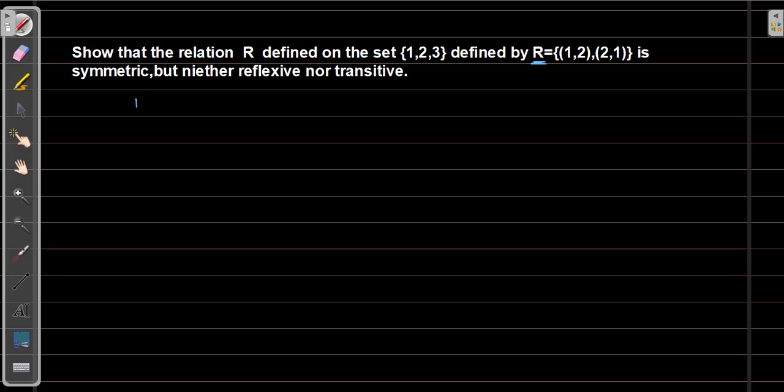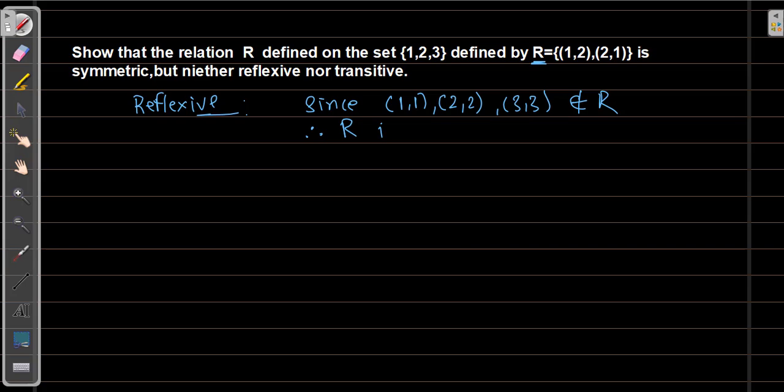And we will write this as, what about reflexive, whether our relation is reflexive? Since these ordered pairs (1, 1), (2, 2) and (3, 3) do not belong to our relation R, therefore our relation R is not reflexive. So this relation is not reflexive. And what about symmetry, whether this relation is symmetric or not?